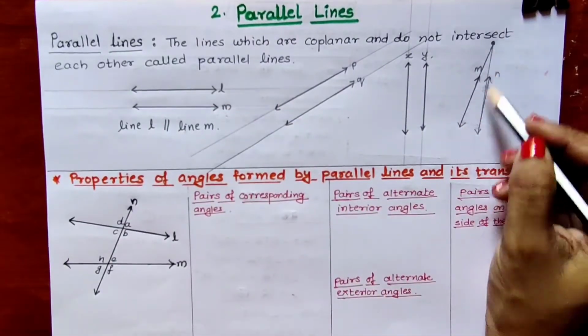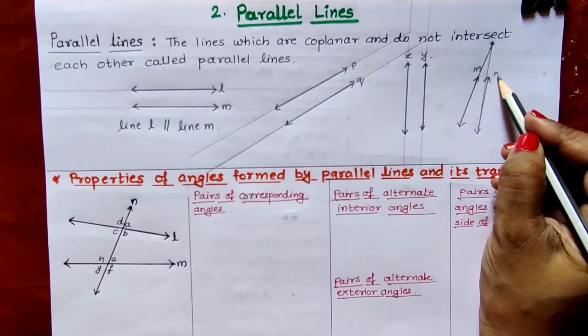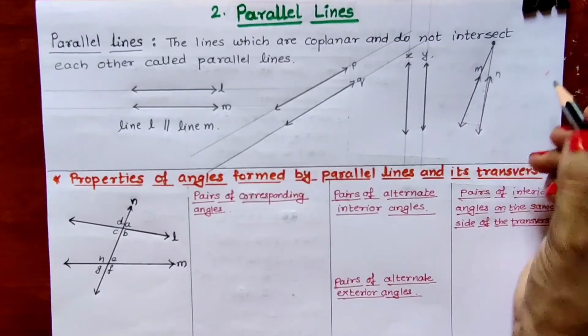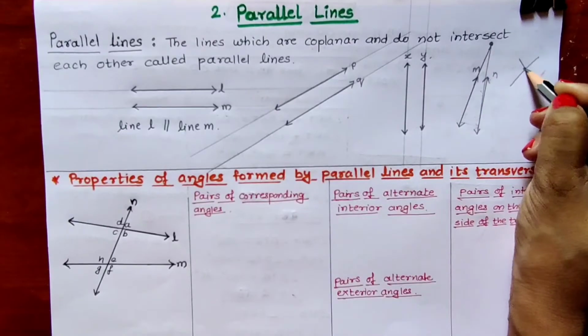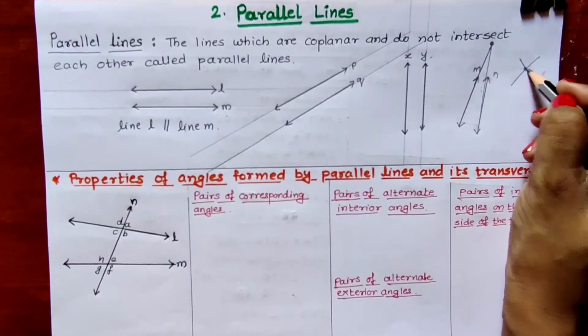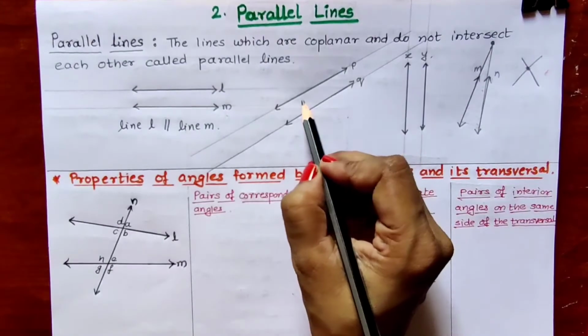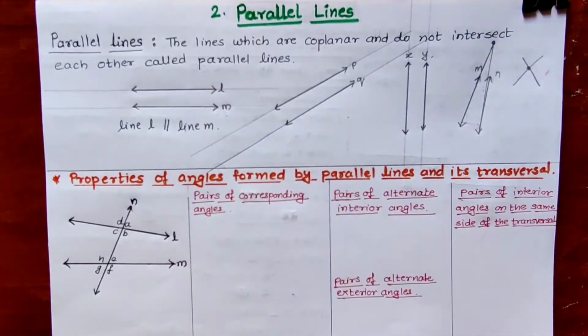But here we can see that line M and line N are not parallel lines. That means two intersecting lines can intersect each other in one point. These types of lines are known as intersecting lines, and non-intersecting lines are known as parallel lines.